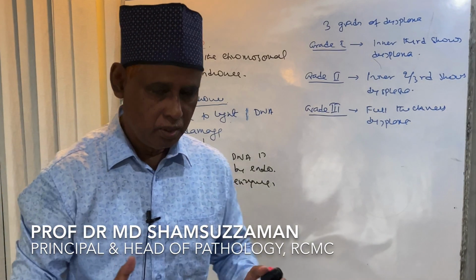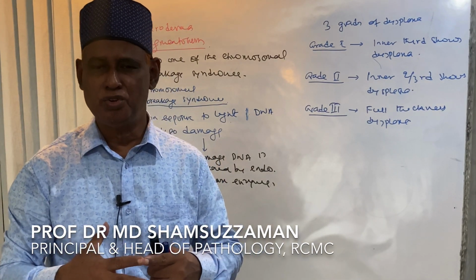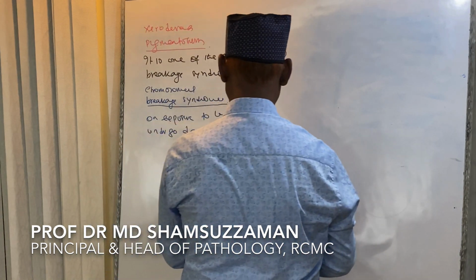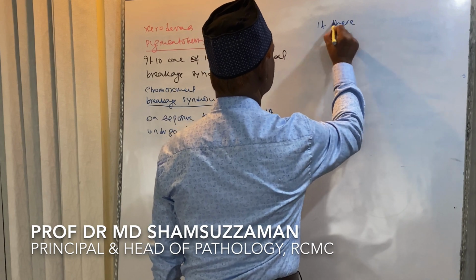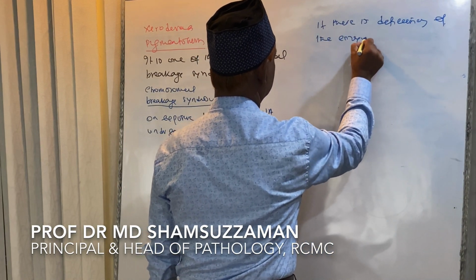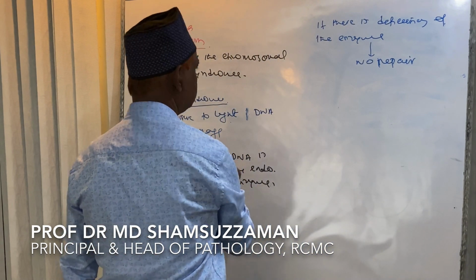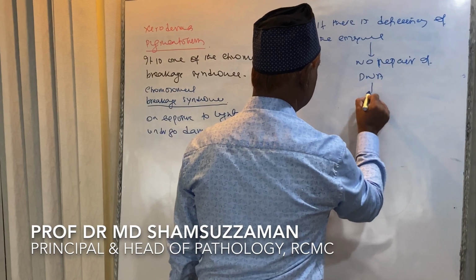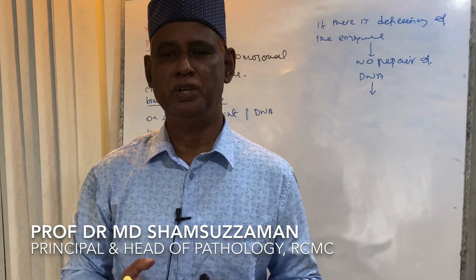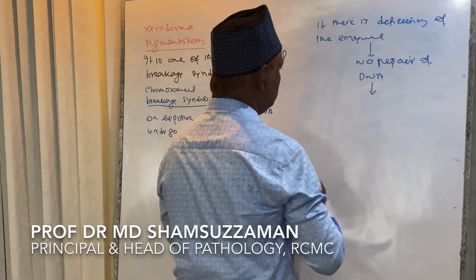If there is deficiency of this enzyme, what will happen? The damaged DNA will not be repaired. No repair of DNA. If there is no repair of DNA, this is known as chromosomal breakage syndrome. Dear audience, you know chromosome is composed of DNA. So if no repair of DNA, what will happen? There will be chromosomal breakage syndrome.